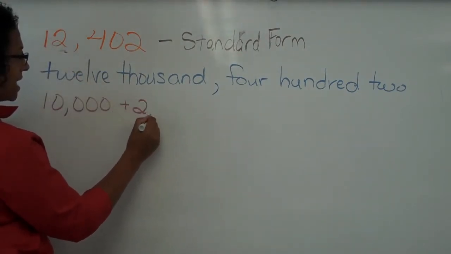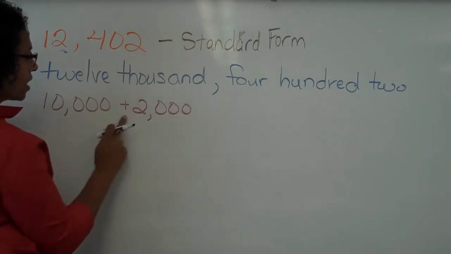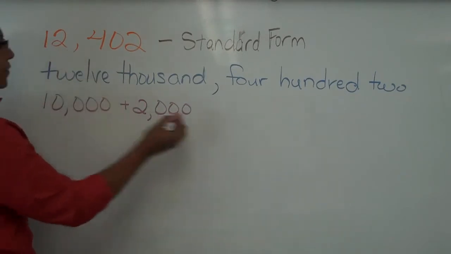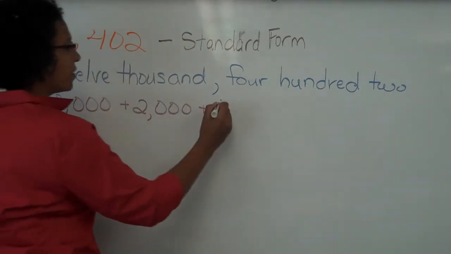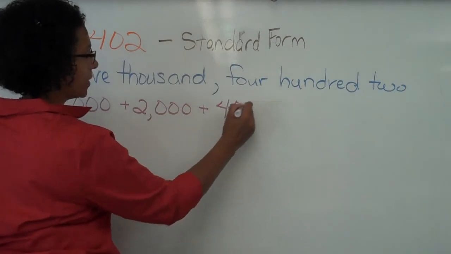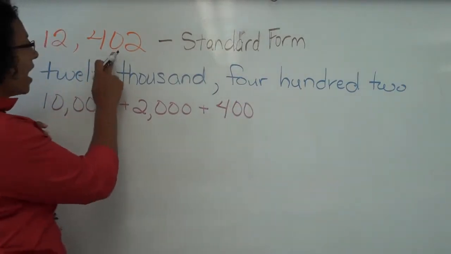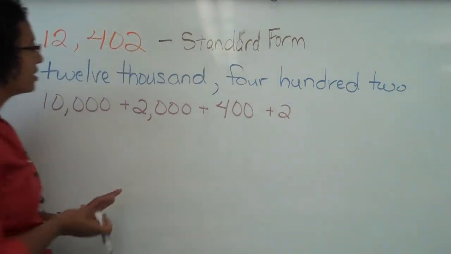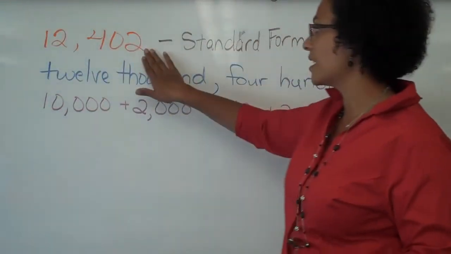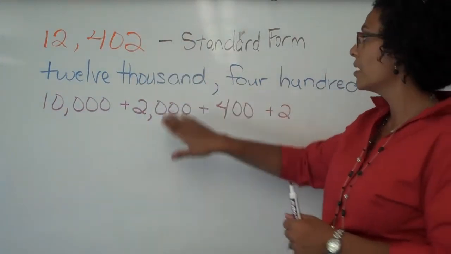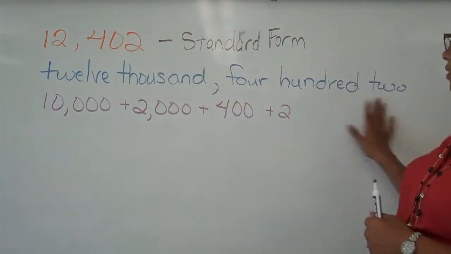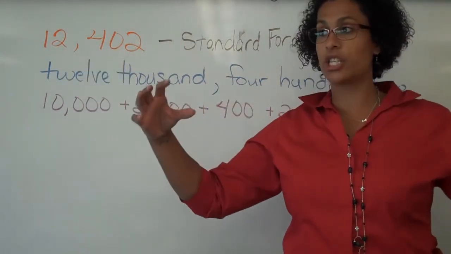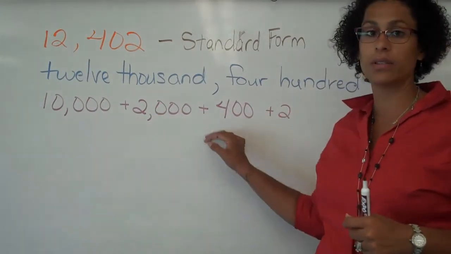This 2 is in the thousandths place. Notice I'm putting a plus sign, because if I were to add all these together, I would end up with my standard form. Plus, there's my 4. That 4 is in the hundreds place. Its value is 400. I have no tens and then 2 ones. So here we have my standard form, the normal way of writing my number. Word form, I wrote it out all in words. And then expanded form, I took this and stretched it out to show each of the values.